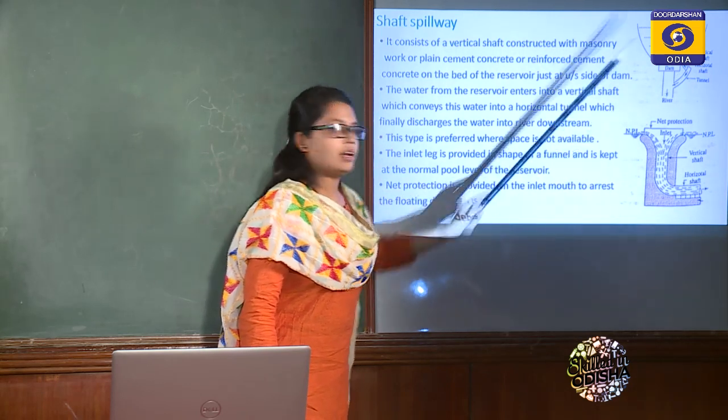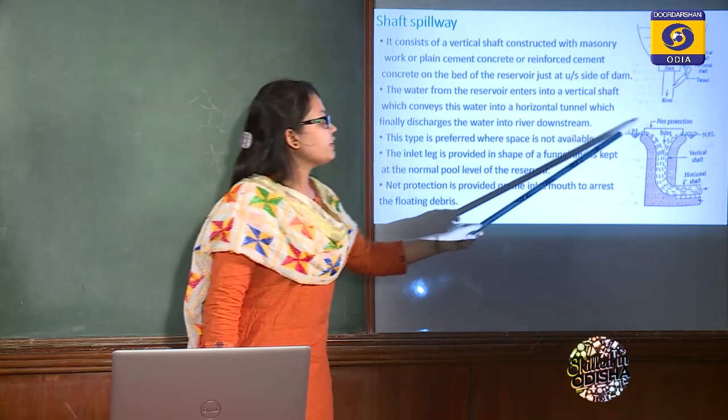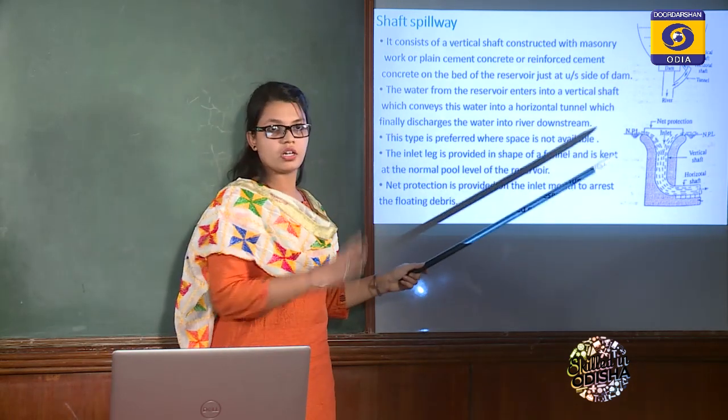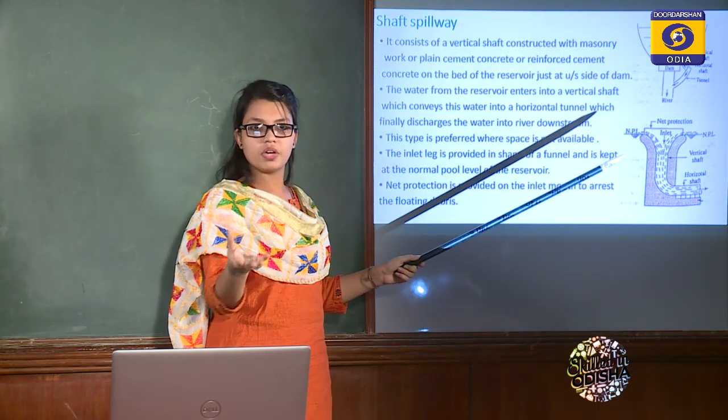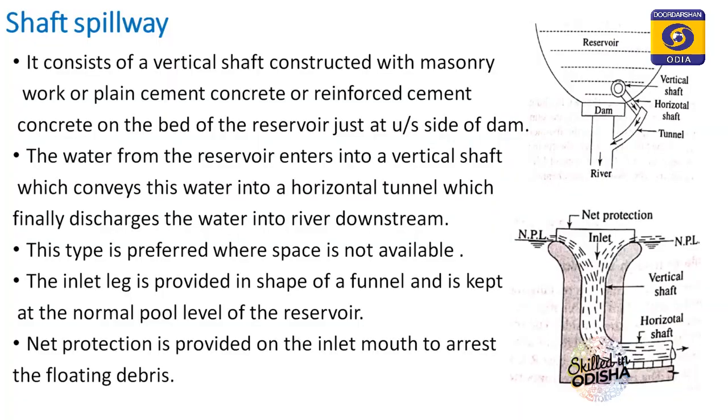It is connected with the horizontal shaft that will let the water back to the river either directly or through a tunnel. Another thing I want to say: to protect against the entry of any floating debris, as I have mentioned already, floating debris are nothing but leaves, twigs or plastics, there is net protection, a grill protection, so that they will not enter. Otherwise it may cause choking of the pipe, basically at the junction of this vertical and horizontal shaft.